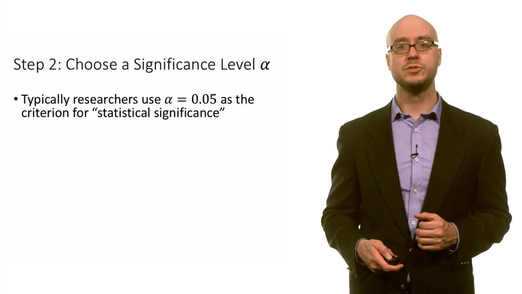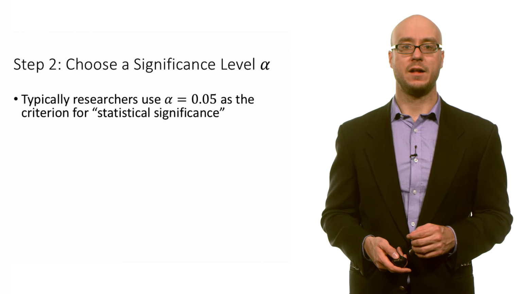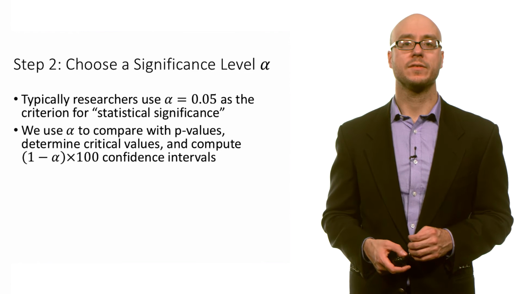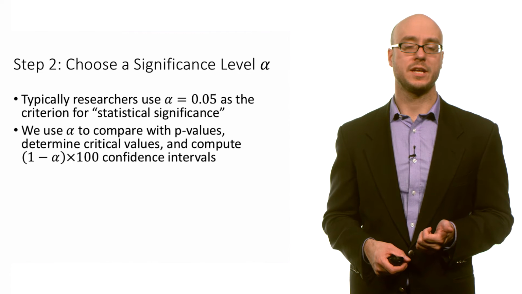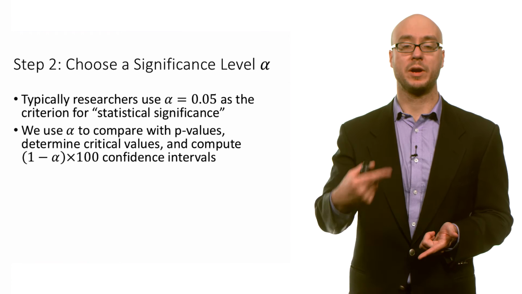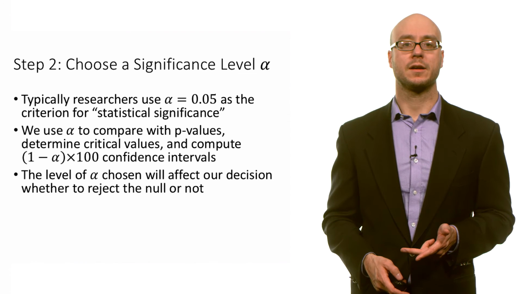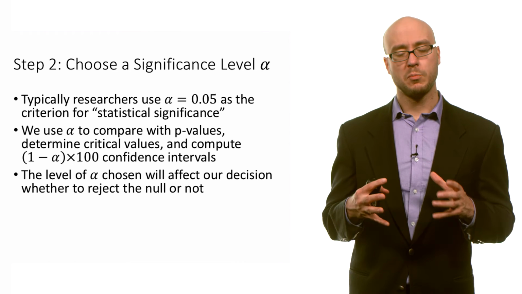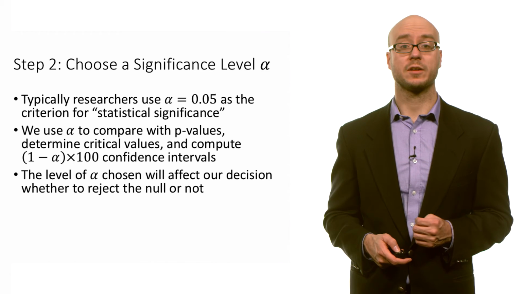Second step, you choose a significance level alpha. Okay, again, researchers typically use alpha of 0.05. And then we use this alpha to compare and understand p-values, to determine our critical values by which we compare our test statistics. And we also use alpha to compute confidence intervals. The important point is that the level of alpha we choose is going to affect our decision whether to reject the null or not.